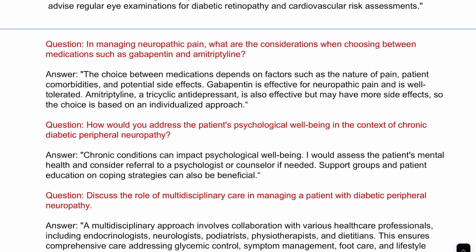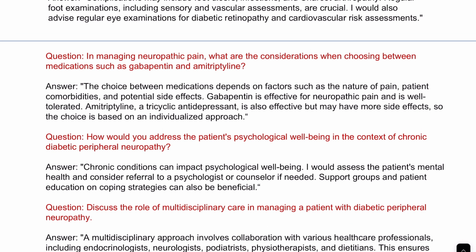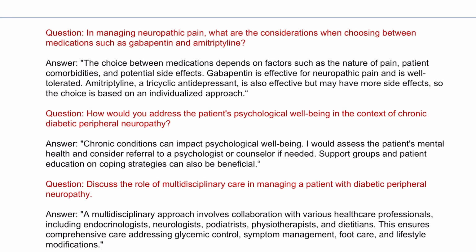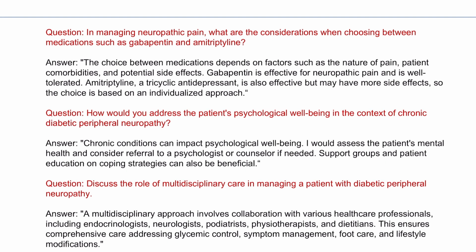In managing neuropathic pain, what are the considerations when choosing between medications such as gabapentin and amitriptyline? The choice between medications depends on factors such as nature of pain, patient comorbidities, and potential side effects. Gabapentin is effective for neuropathic pain and is well tolerated. Amitriptyline, a tricyclic antidepressant, is also effective but may have more side effects. So the choice is based on an individualized approach.